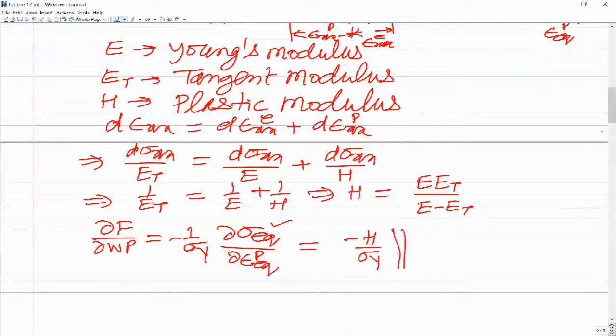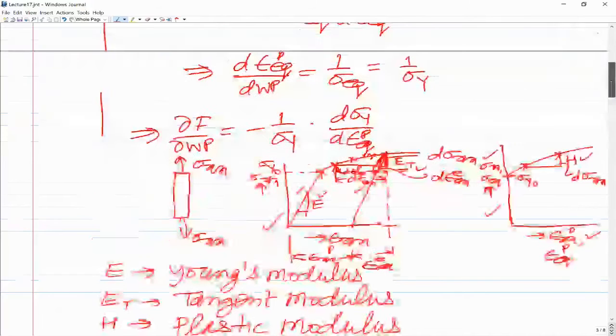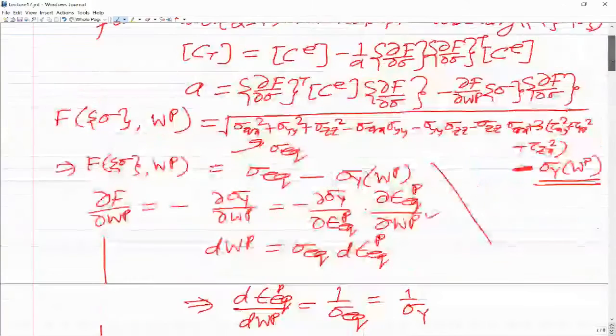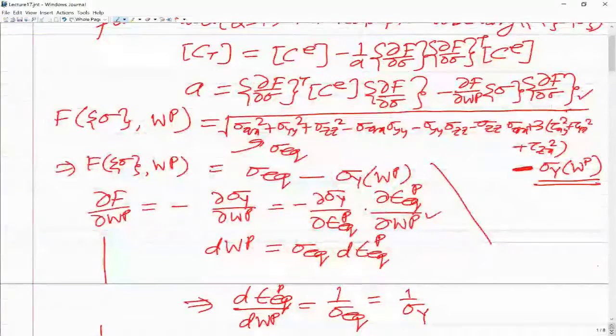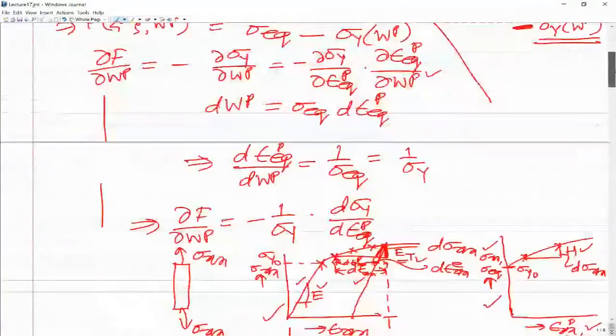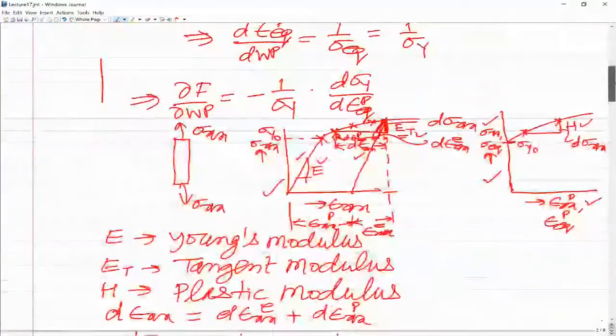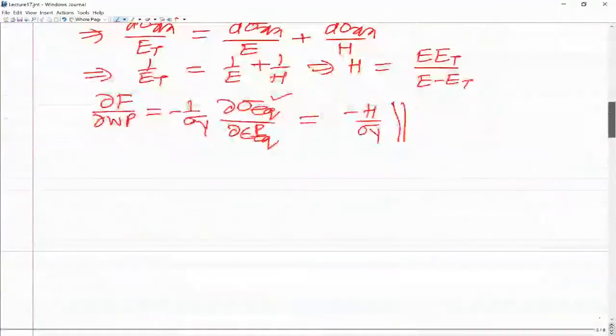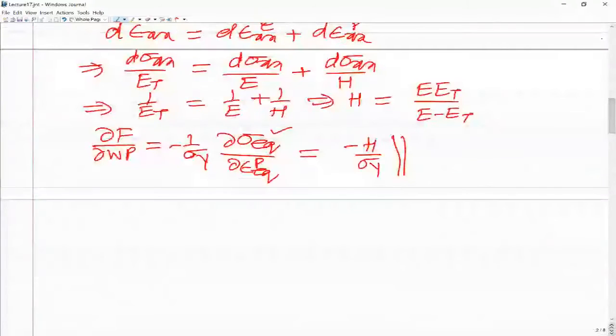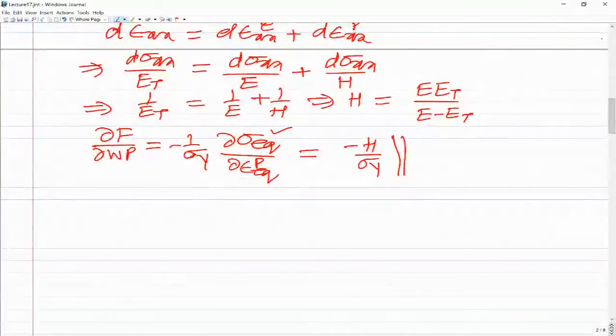Once you have this, then you can get your tangent constitutive matrix that I have listed here. Once you have all these quantities, you can calculate a, and then you can calculate C t. And once you have C t, you can get your tangent stiffness matrix for the element. You can calculate the load vector, assemble all the elements, apply the boundary conditions, and solve for the incremental displacement, and then continue this process.